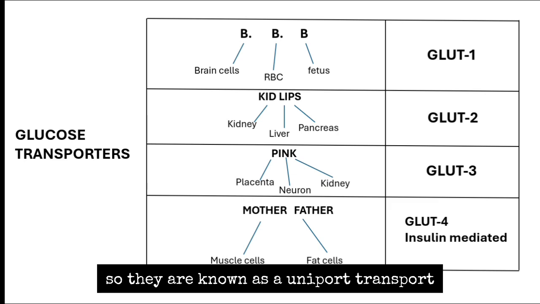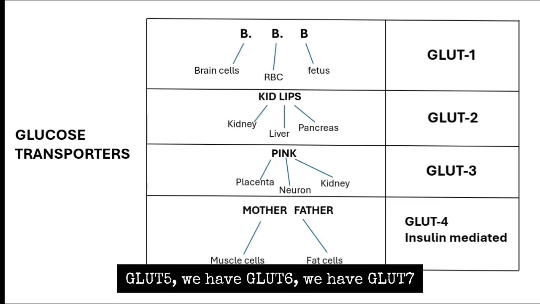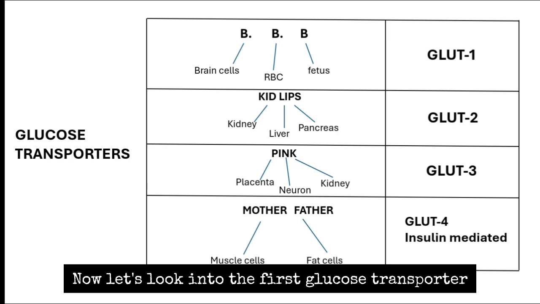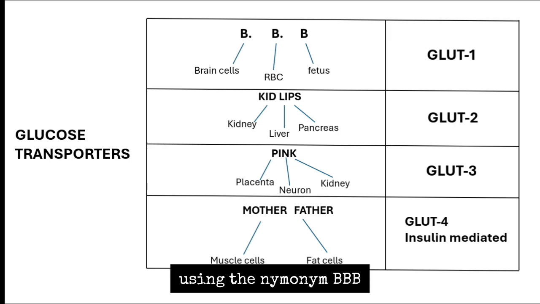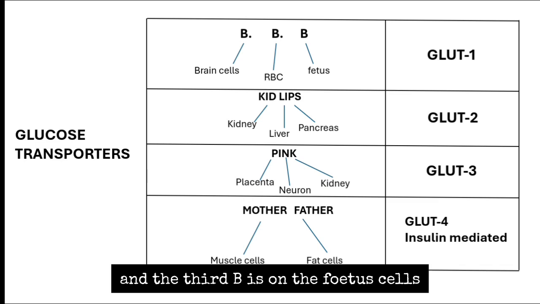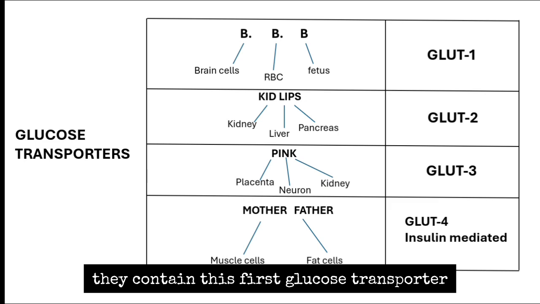So they are known as uniport transport. We have other glucose transporters such as GLUT5, GLUT6, GLUT7, and we also have some sodium-dependent glucose transporters. Now let's look into the first glucose transporter. Using the mnemonic BBB, the first B represents the brain cells, the second B is the red blood cells, and the third B is the fructose cell. So these organs contain this first glucose transporter.